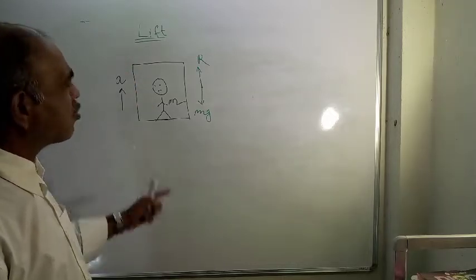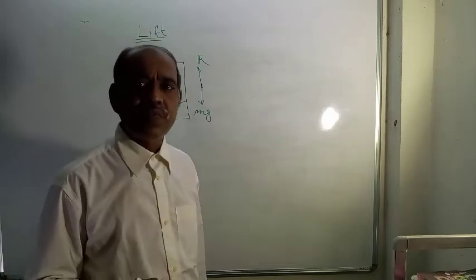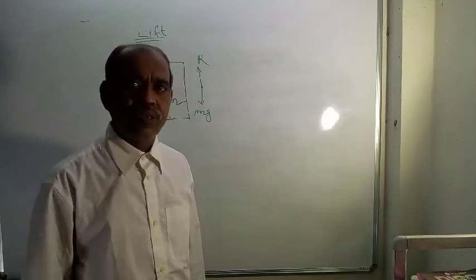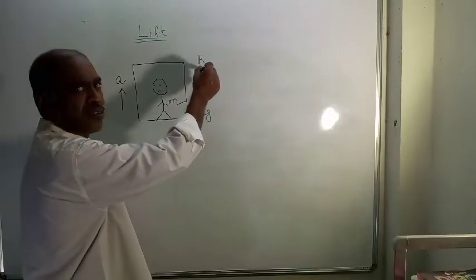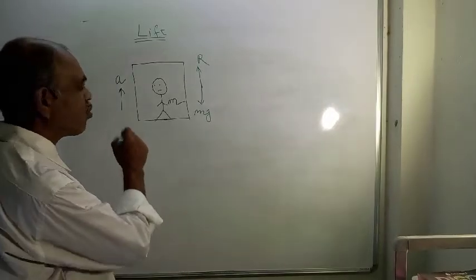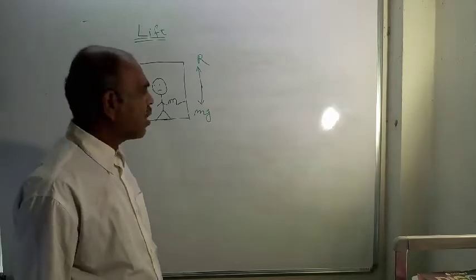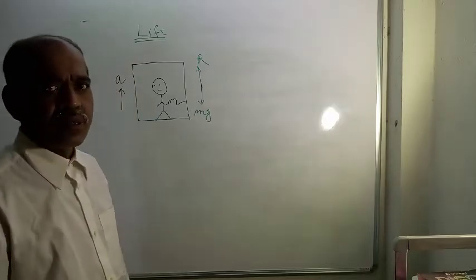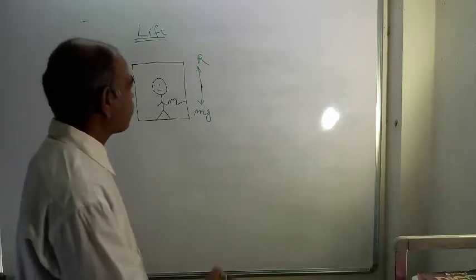And since acceleration is present, which is in the upward direction, that means there must be some resultant force acting in the upward direction. So that means this normal reaction R must be greater than mg. That is why this motion is possible. Otherwise, it wouldn't be possible. That is why acceleration in the upward direction is possible.